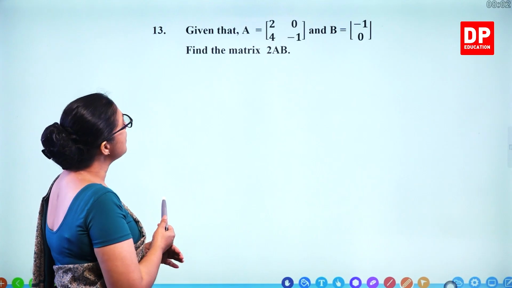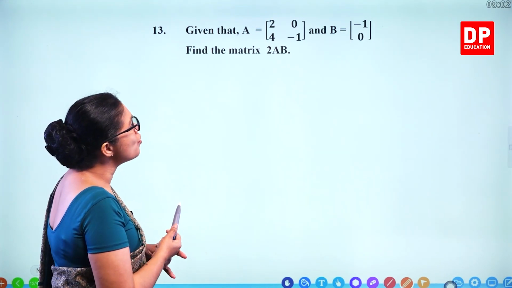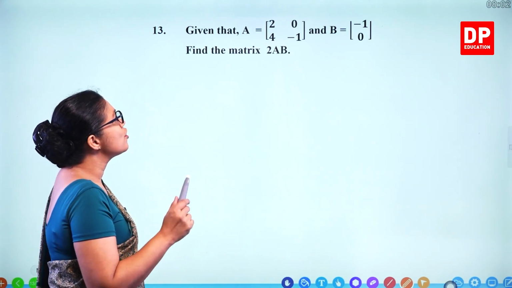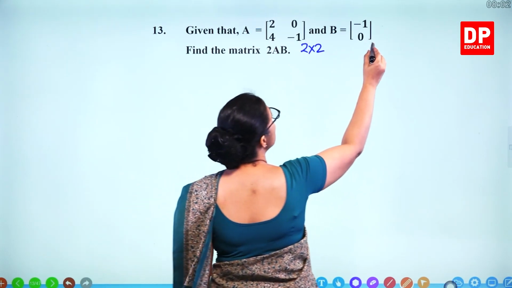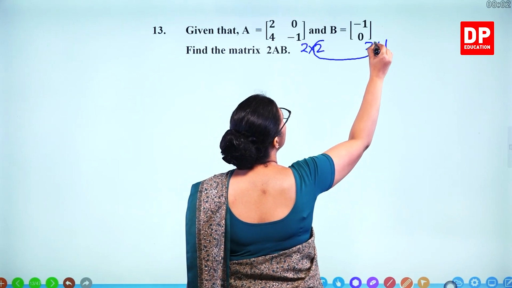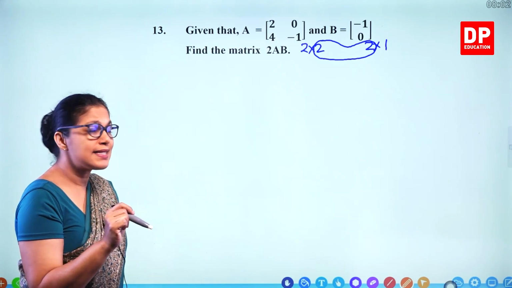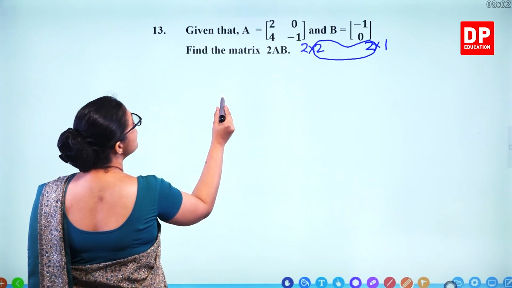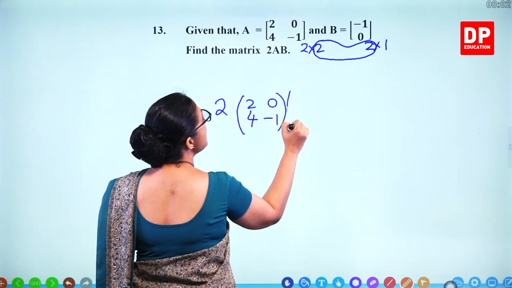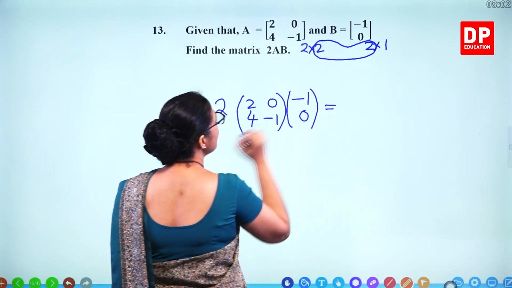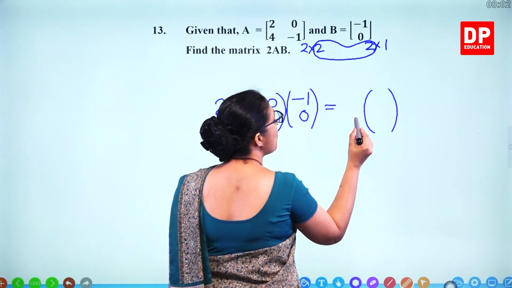Question number 13, given that A matrix is this 2 rows and 2 columns, B is 2 rows and 1 column. Find the matrix 2AB. So, we will see whether we can multiply 2 times 2 and this is 2 times 1. This one is equal. Number of columns in the first one is equal to number of rows in the second one. So, you can multiply the 2 matrices. 2A, 2, 0, 4, minus 1. B is minus 1, 0. So, the resulting matrix is 2 by 1. 2 rows and 1 column.